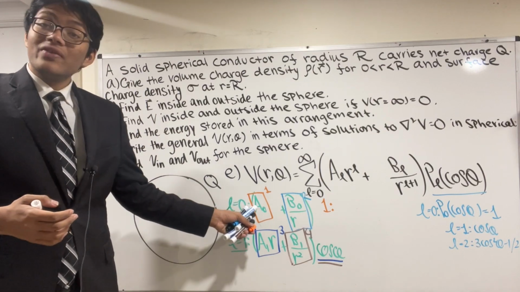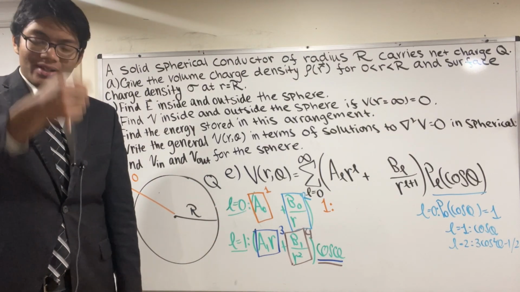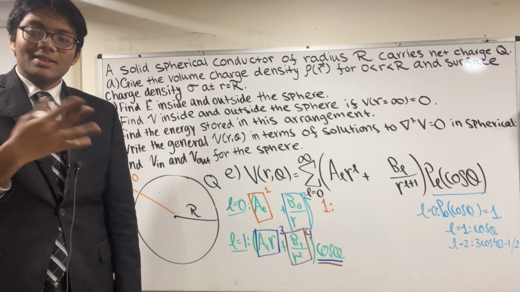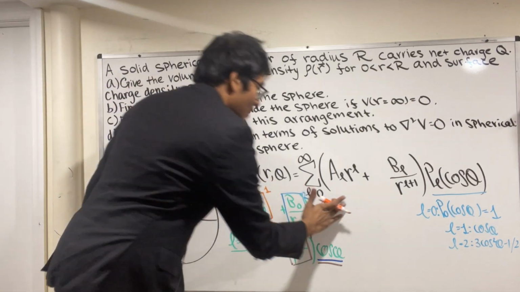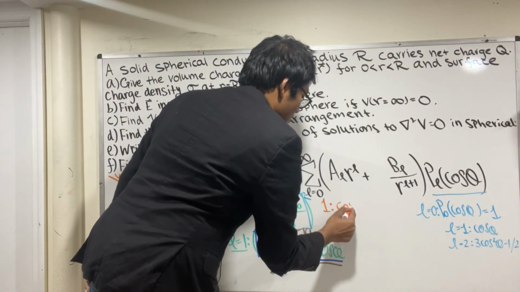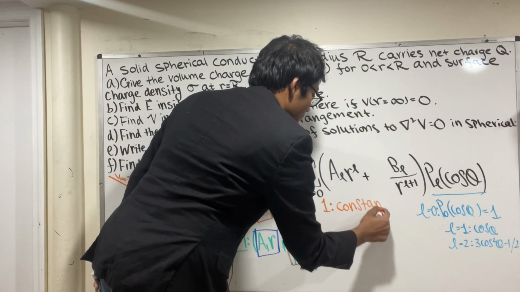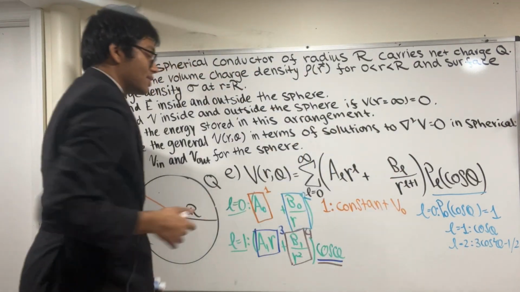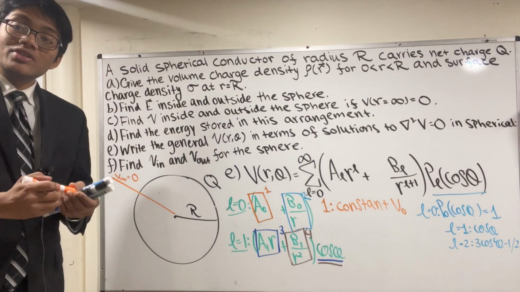Well, this is your fudge factor. This A naught kind of helps you tinker things up and down. That's it. It's just a fudge factor. It's just a constant potential. You can think of it as just a constant V naught. What about our second term there?